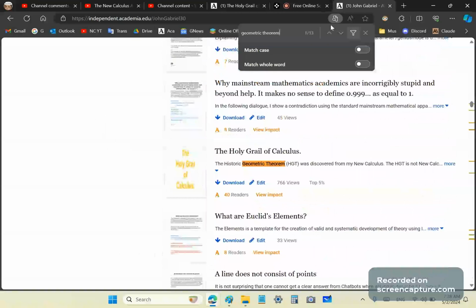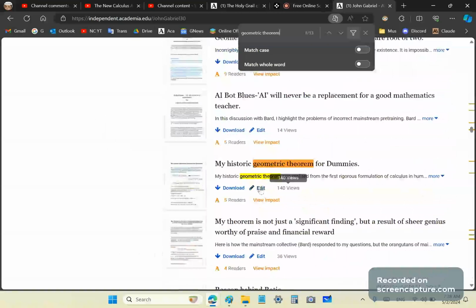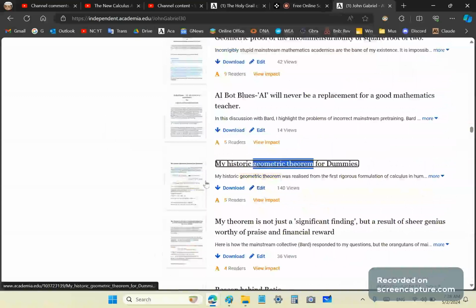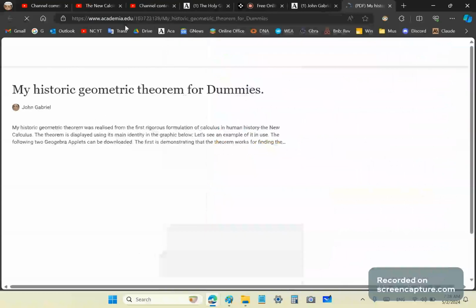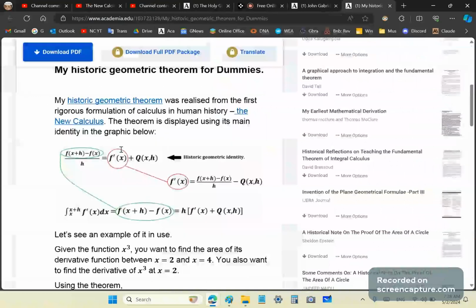So here it is. So here's my historic geometric theorem for dummies, right? Now, to save this, and then of course you can click on this opening link to new tab, and over there you'll see it explains everything to you. Okay. And there's more than just that, by the way.